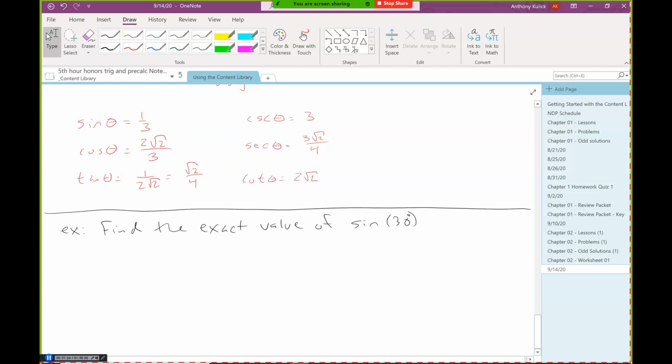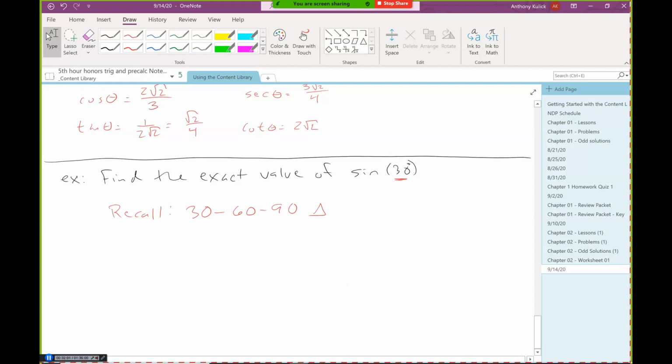So what if we asked you now to find the exact value of sine of 30 degrees? Now, ordinarily, we couldn't ask you to find the exact value of just any old angle here. But the fact that this is 30 degrees is critically important. It allows this to be possible. From geometry, the 30, 60, 90 triangle, that was a thing, right? We remember at least the name of it.